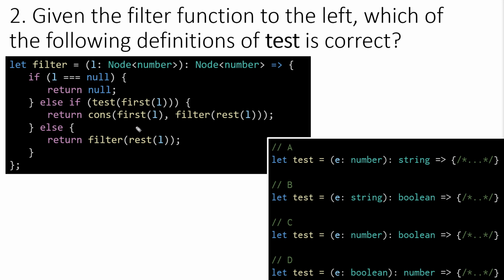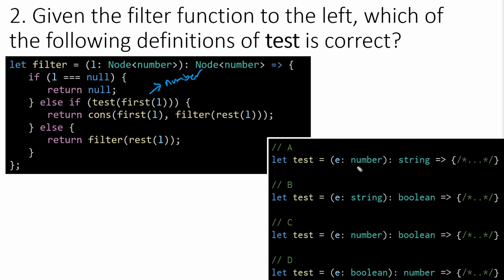So let's focus first on breaking this problem down. And the first question is, what is the type of first L? Well, if L is a list of numbers, we know that the first function will return the first value of that list, which would just be a number. So we know that this test function is going to need a number parameter.